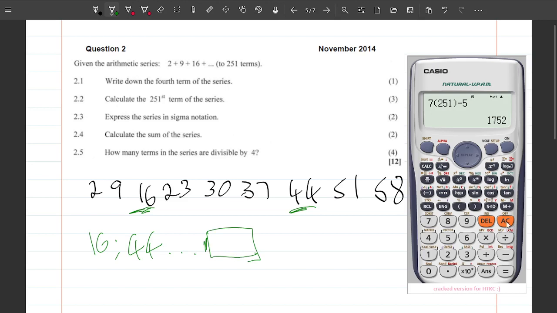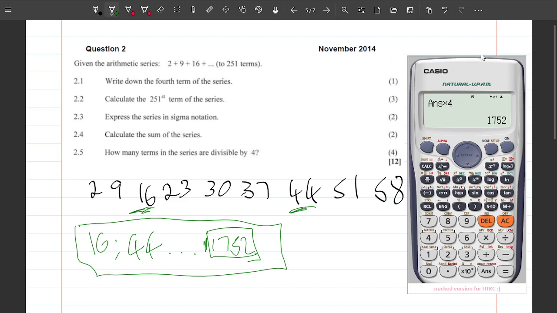So 1752, is this one divisible by 4? Yes. So what was that number? Okay, that's all, 1752. So 1752 is divisible by 4. Now this is the pattern of only those that are divisible by 4.